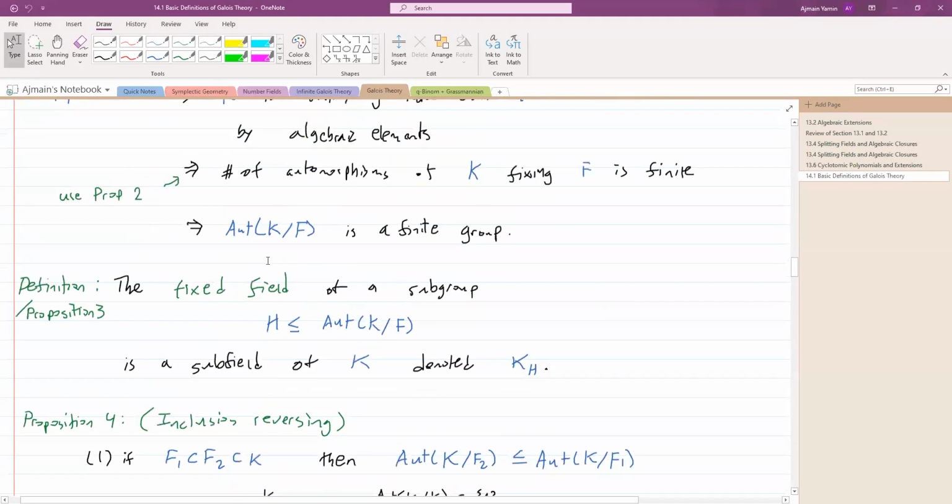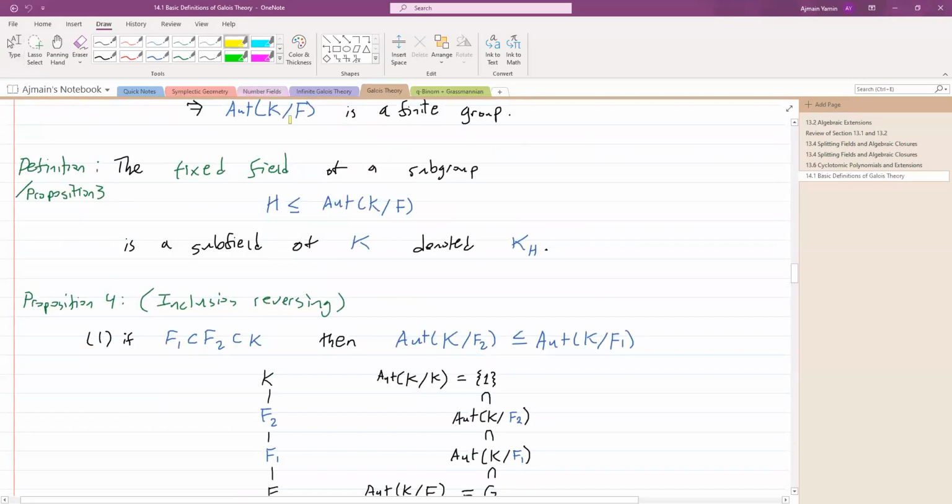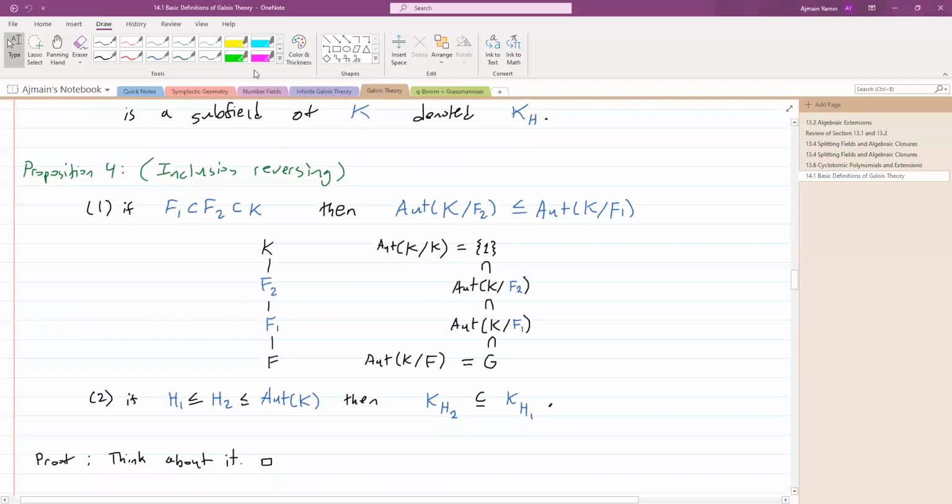Okay, so here we're changing perspectives a little bit. We're looking at a field. We're looking at a subgroup of the automorphism group and saying that the fixed field is a subfield. You can prove this just by using the definition of subfield. And then an important remark is that this correspondence is inclusion reversing.